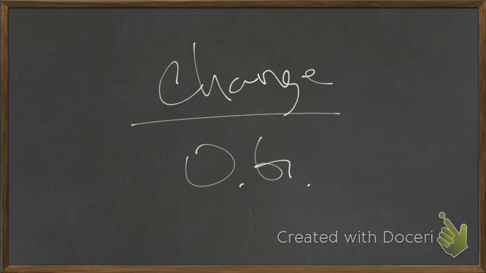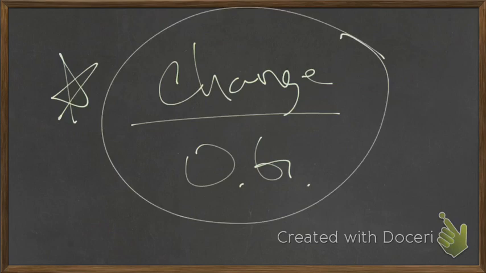So again, amount of change over original allows us to explain how something's changing by percentage. It's a way that we can communicate and just get another way of understanding situations.